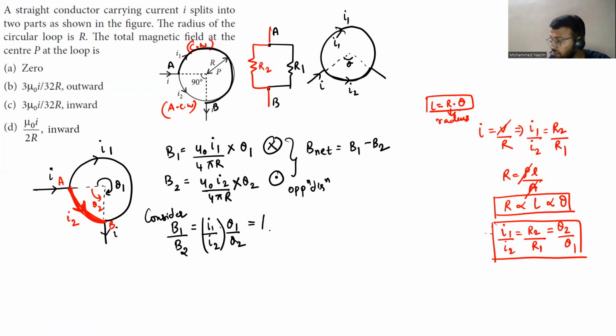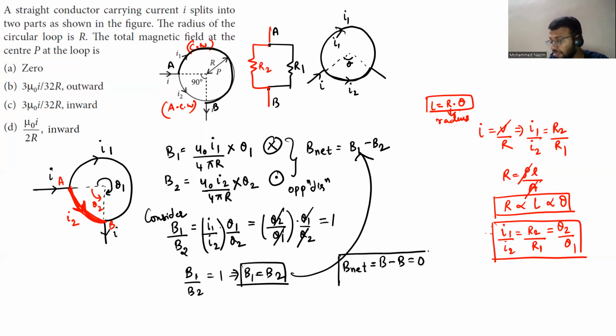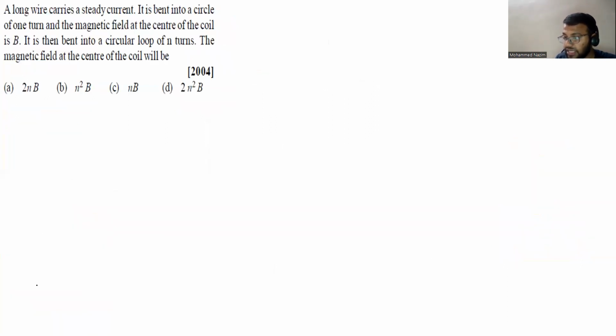Therefore, I1 by I2 comes out to be equal to theta 2 by theta 1 into, left out, theta 1 by theta 2. So you can see that theta 1, theta 2 will cancel, and B1 by B2 will be equal to 1. That means B1 is equal to B2. If you substitute here, what is the net magnetic field coming out to be? Both are same, so we can write it as B minus B, and that will be equal to 0. This is the net magnetic field at the center. So it doesn't depend on the angle, whether it is 90, 60, or 30, magnetic field at the center is always going to be 0. So first option.